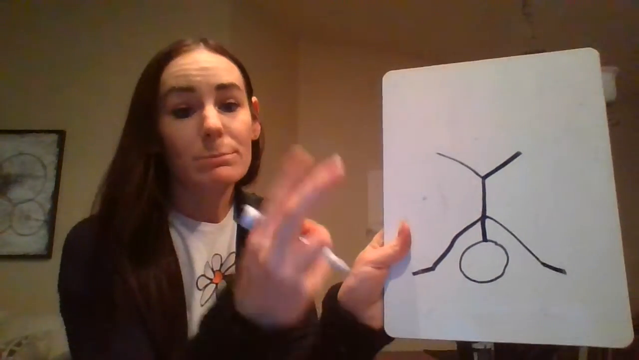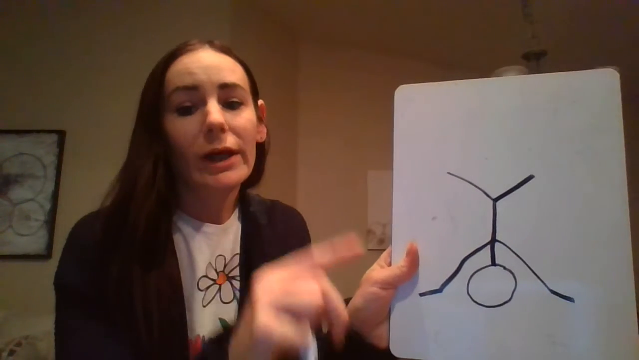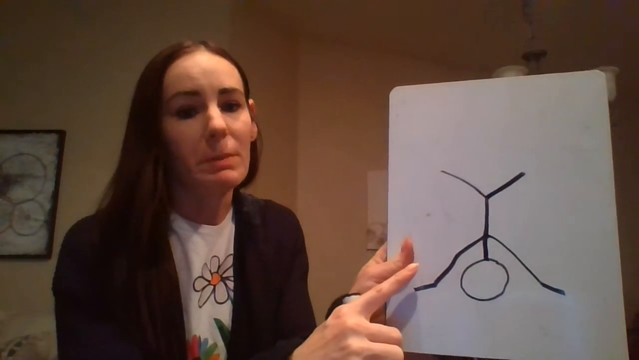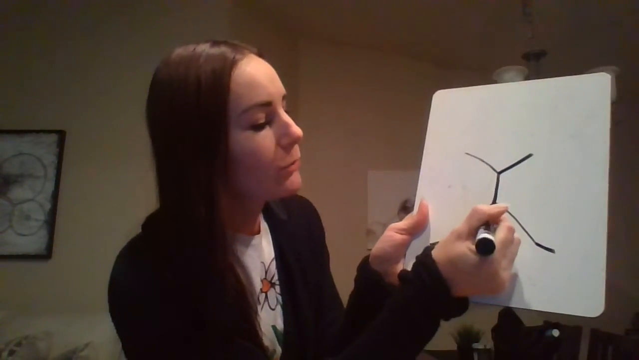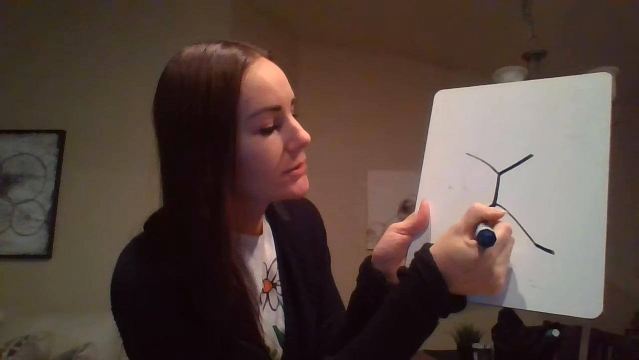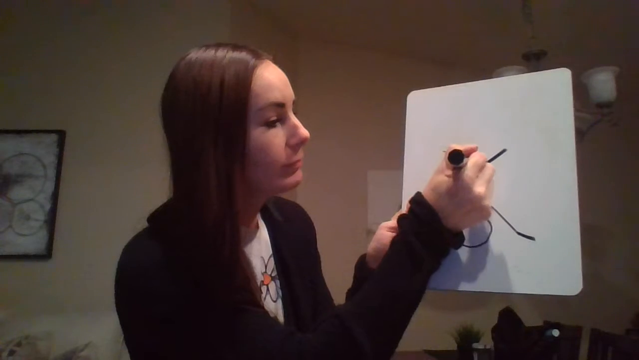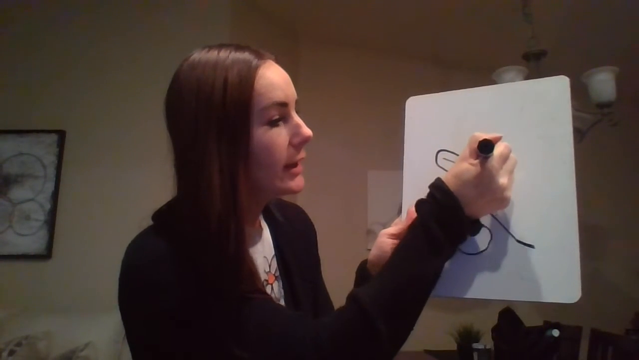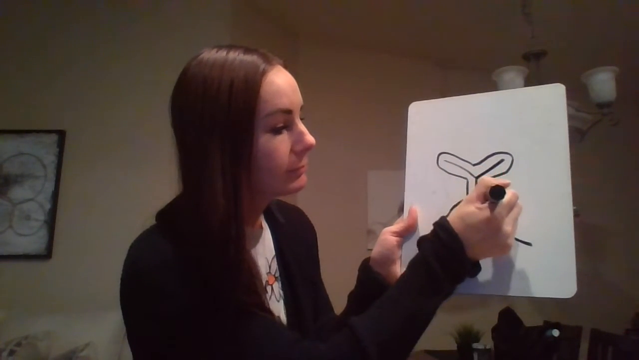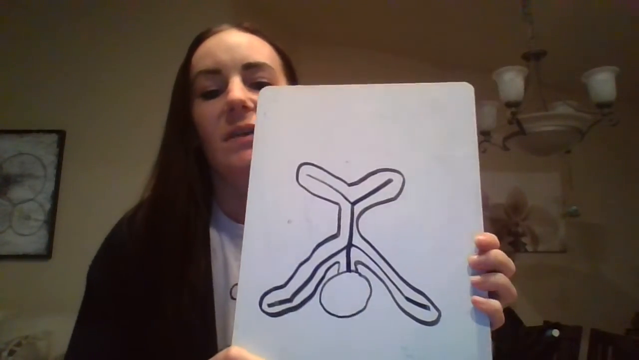But now step two is to outline the stick figure. And remember, don't outline the head. So the best I can is go around the arm, around the leg, around the other arm. So now I've outlined my stick figure.